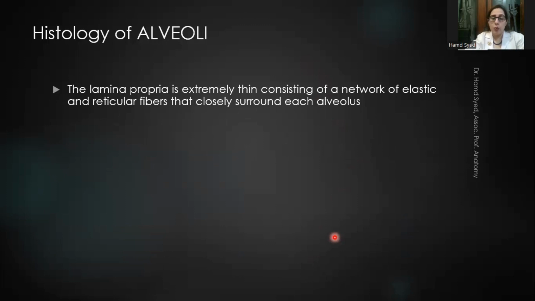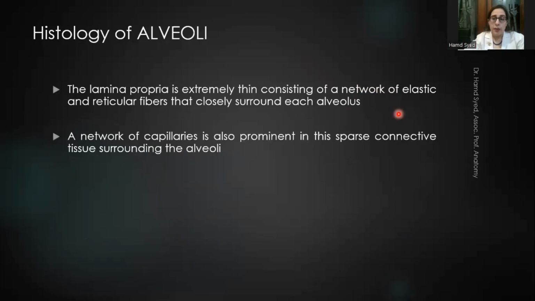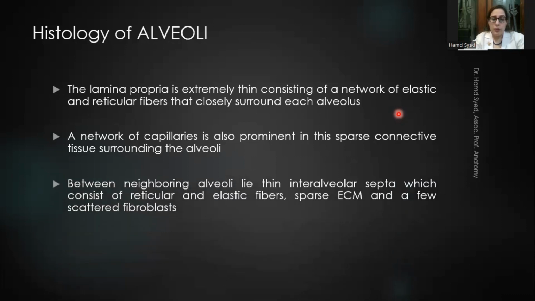If we look at the wall of the alveoli, we will see the lamina propria is extremely thin, consisting of a network of elastic and reticular fibers. These closely surround the alveolus. Plus, there is a network of capillaries over here that is prominent in the sparse connective tissue surrounding the alveoli. Between the neighboring alveoli, there is the thin interalveolar septa, which consists of reticular and elastic fibers, a little quantity of extracellular matrix, and a few scattered fibroblasts.